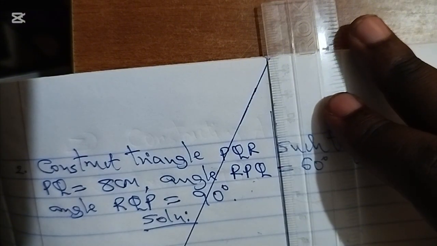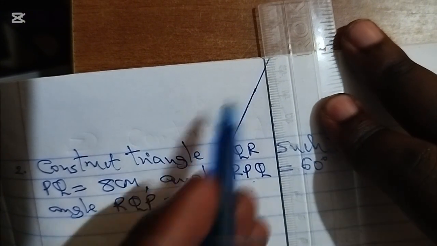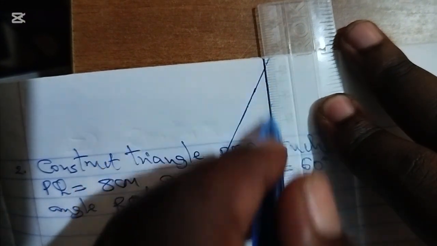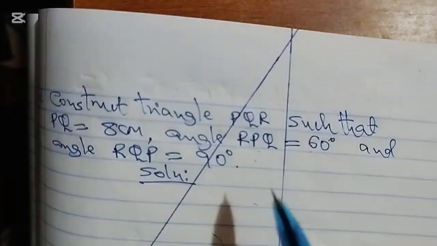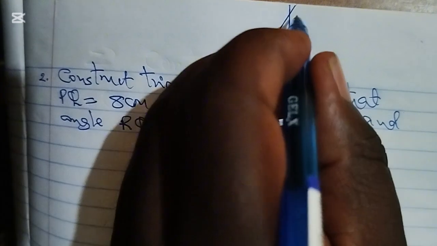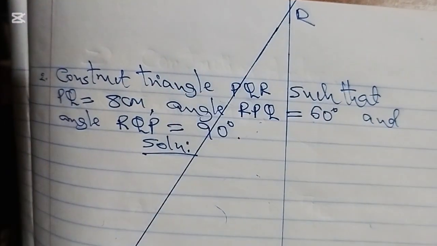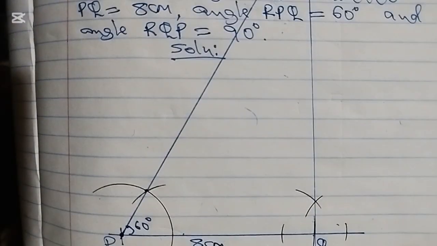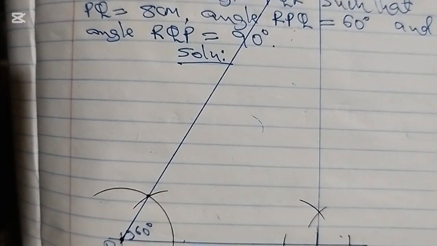So once you draw a straight line, you will find that the lines are intersecting somewhere here. The point where the lines have intersected is the point we call point R. And you would have completed drawing your triangle.